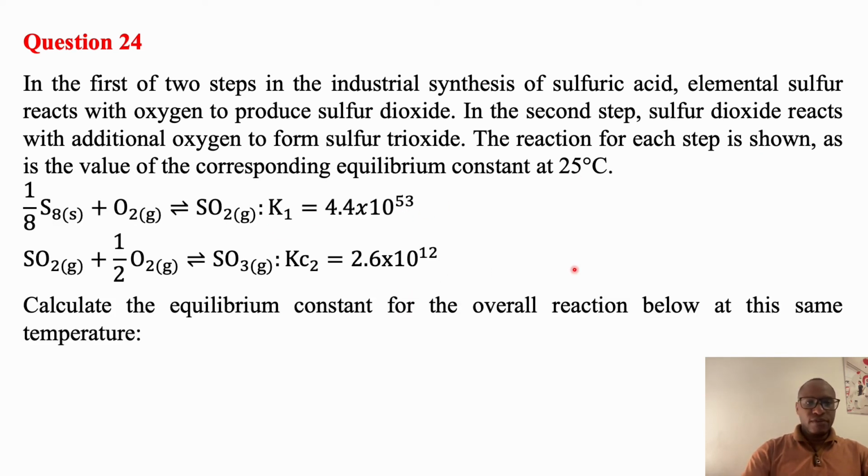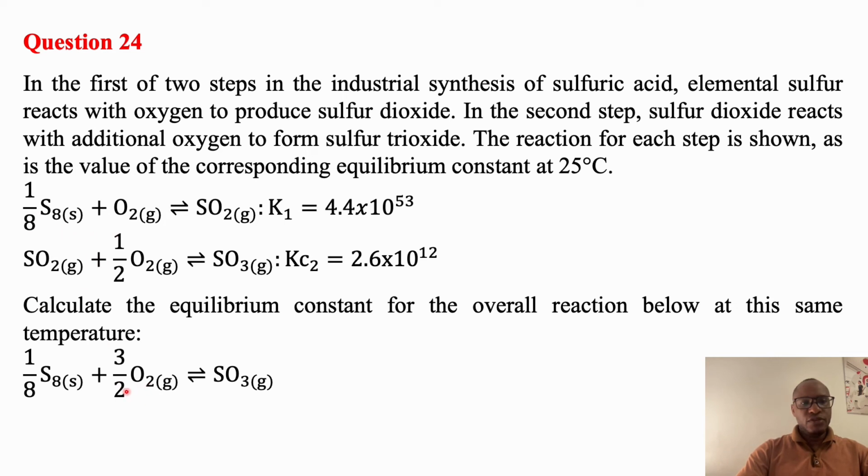So they are giving us the Kc, and then they are saying calculate the equilibrium constant for the overall reaction below. So the overall reaction also was given, and they are asking to calculate the equilibrium constant. If you have the two equations that were given, and you have to calculate the overall, in this case, you need to see how you eliminate some of the parameters so that you get this equation. So here we have this one, it's also here.